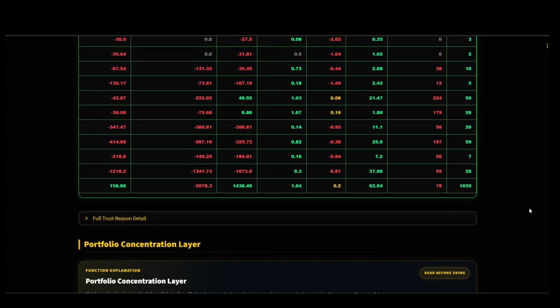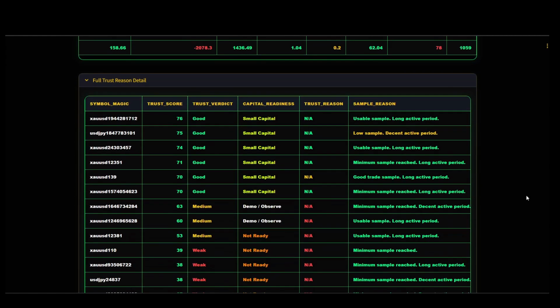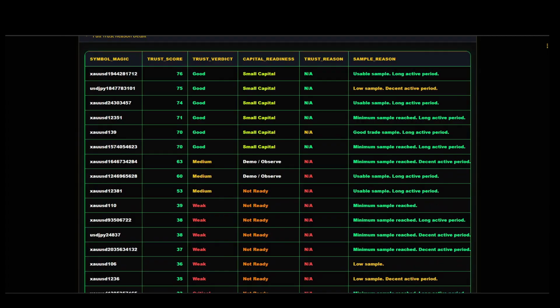Now we move into the full trust reason detail layer. And this section is important because the workflow is no longer only showing the trust classifications themselves. Now it starts explaining the actual structural reasoning behind every trust verdict inside the matrix.